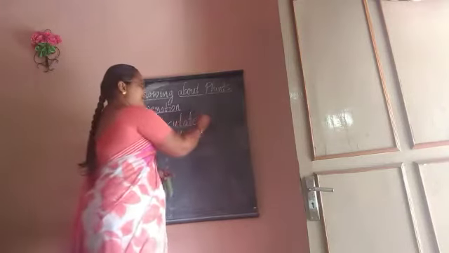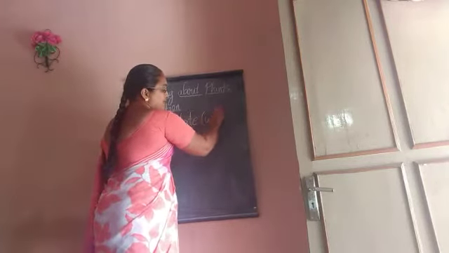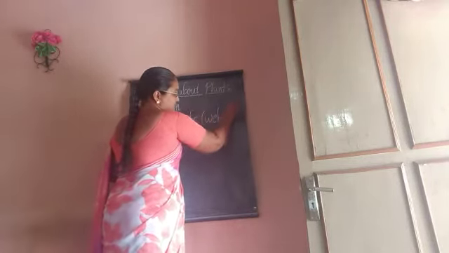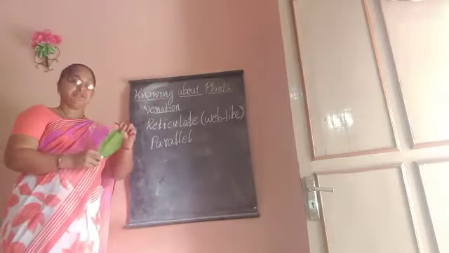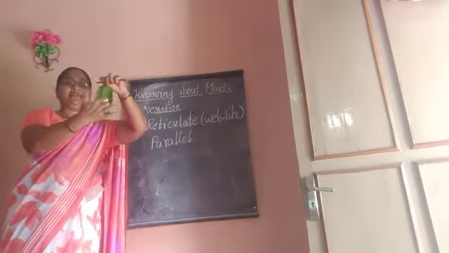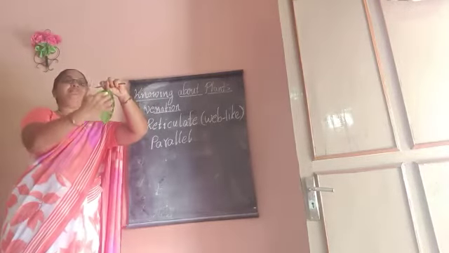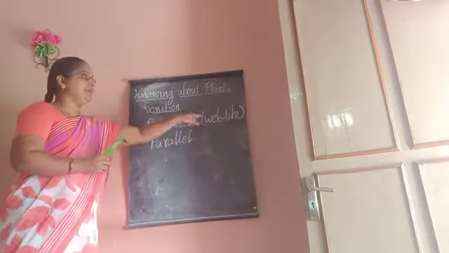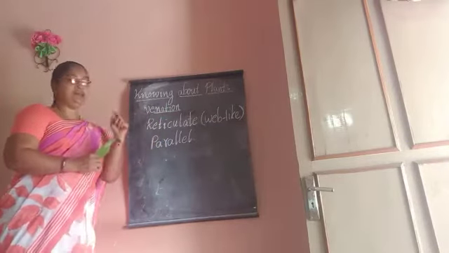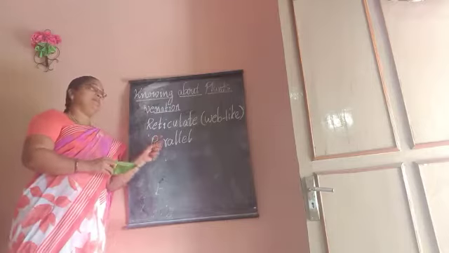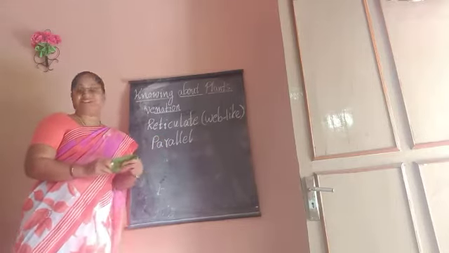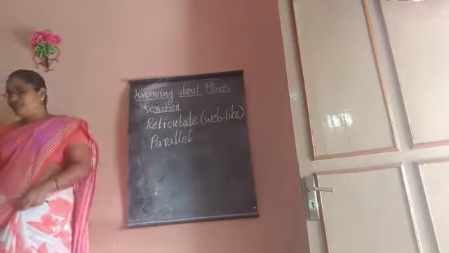Reticulate venation has another name, that is web-like venation. If the design is like a net on both sides of the midrib, it is said to be web-like venation or reticulate venation. If the veins are parallel to each other, then it is said to be parallel venation.